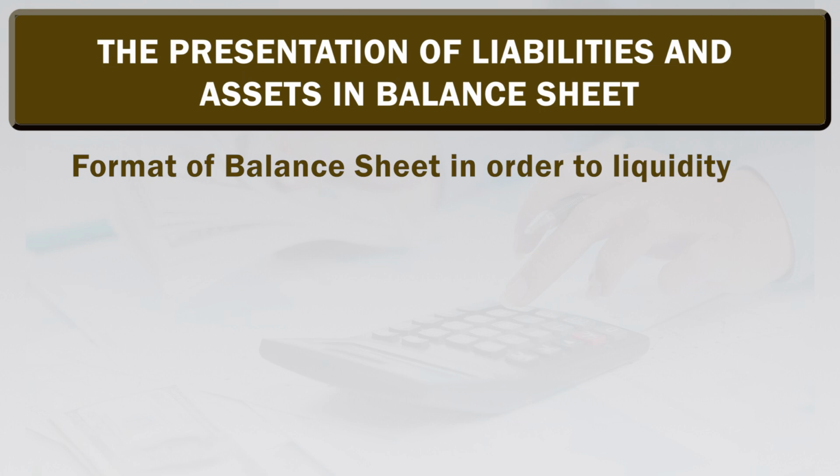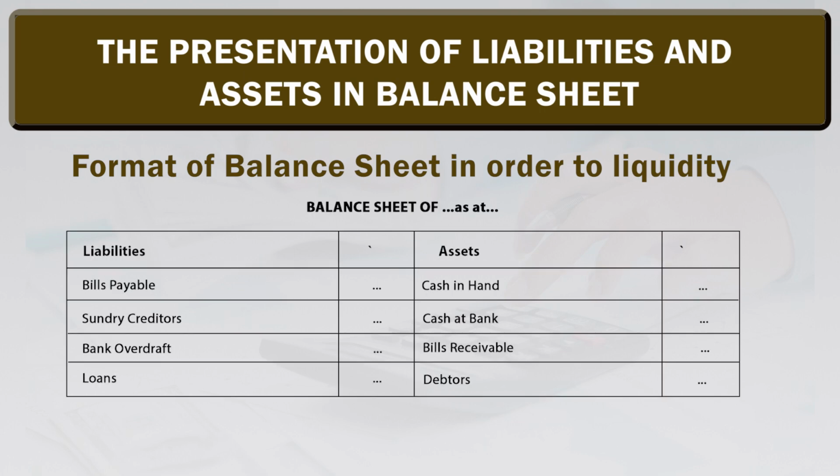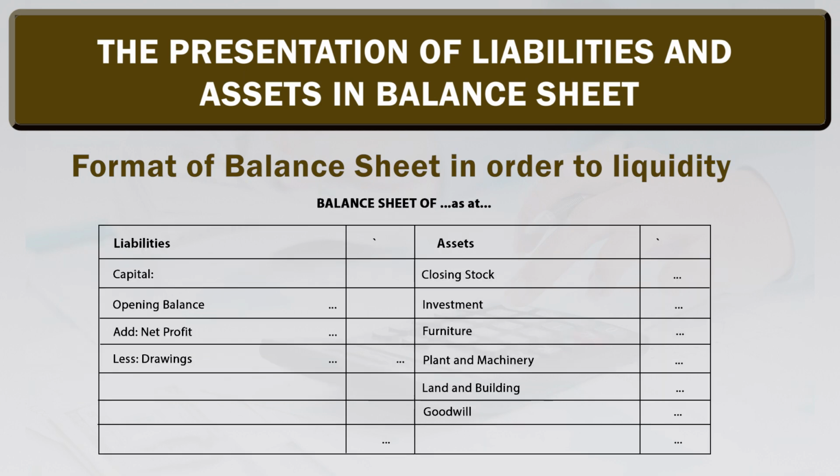We will see the format of the balance sheet in order of liquidity. Let us have a look at the liability side. The first items are bills payable, sundry creditors, then bank overdraft. Friends, these are all current liabilities and their liquidity position is very high. Then after that we have loan, which may be of a longer period of time, and that is why it appears after bank overdraft. And finally, capital would appear, in which we will have the opening balance, we will add profit to that and we will deduct drawings from that.